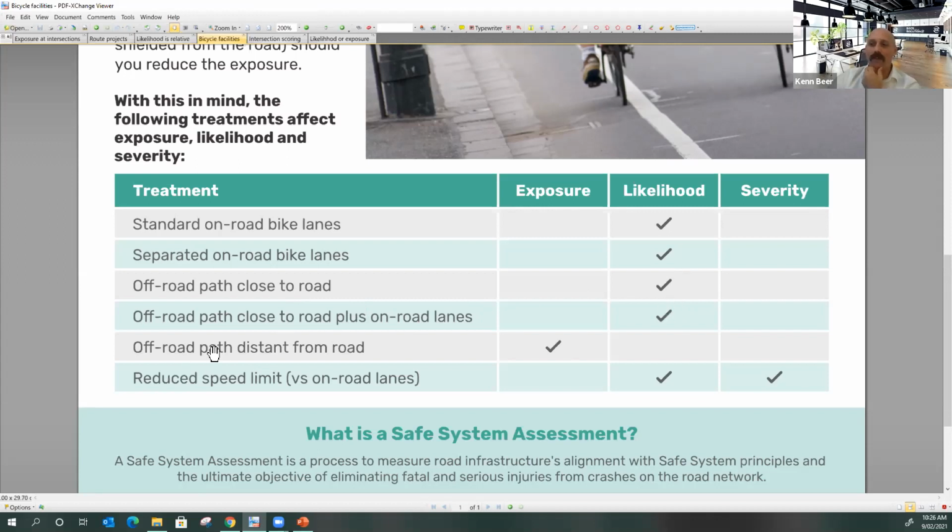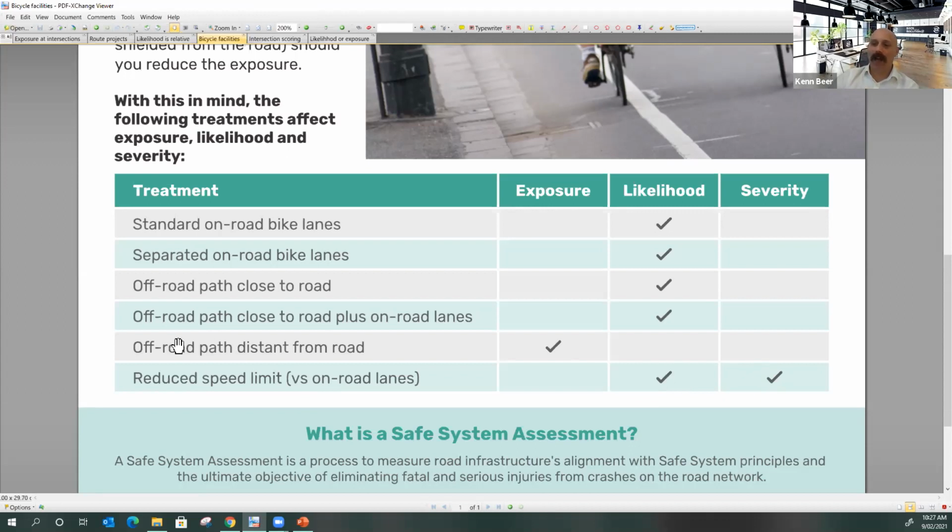Okay, off-road path, distant from the road, so really quite far away, then we're happy to move that to an exposure. Those cyclists are no longer exposed to crashes as people leave their lane. And reduced speed limit is likelihood and severity, because the chance of a crash is less. And if it does happen, the severity is less as well.